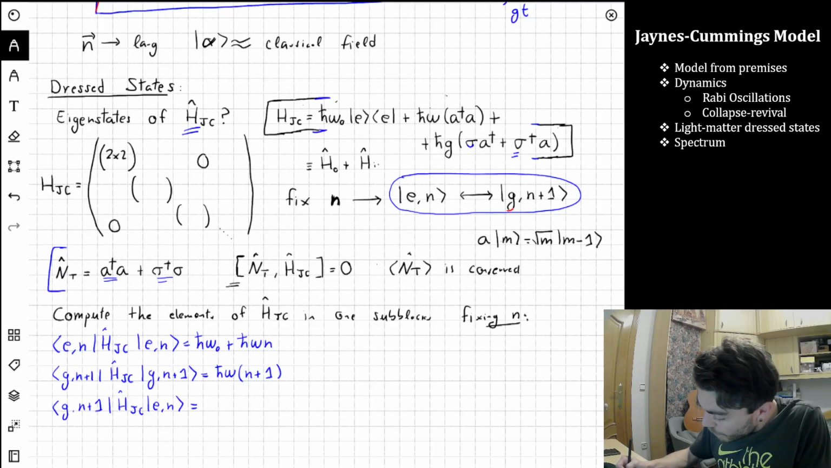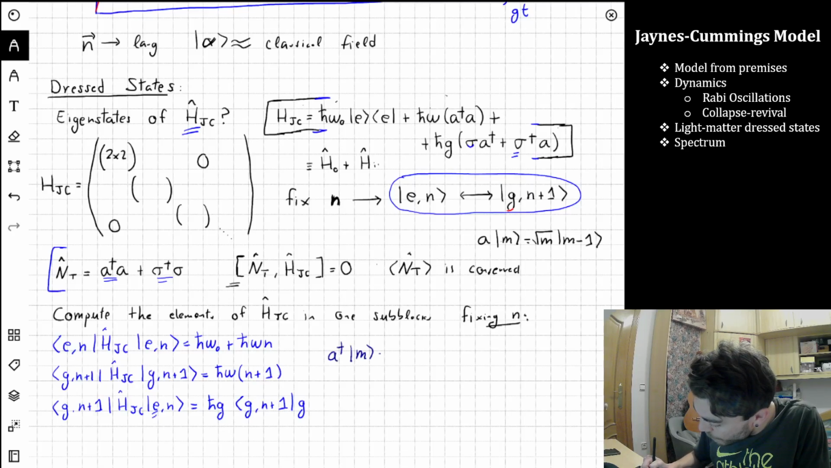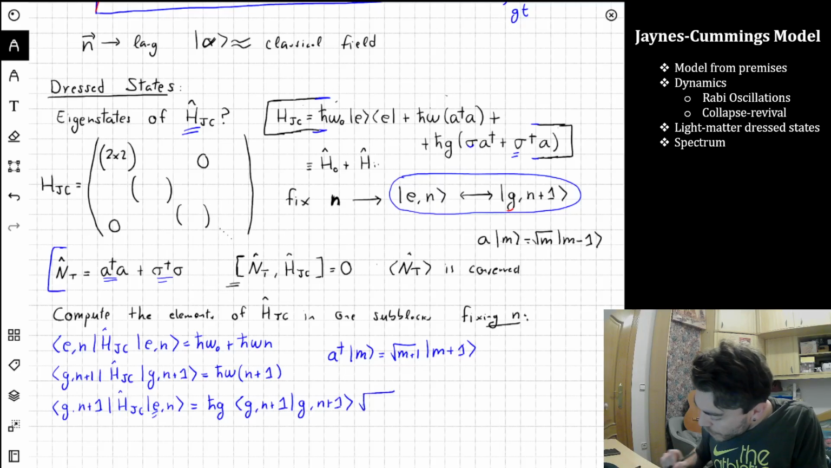And then the term that actually will give you something is this sigma a dagger, so it is h bar g, and now <g,n+1| sigma a dagger |e,n>. Now sigma applied to the excited state is the ground state, and a dagger applied to a state m gives square root of m plus 1 times the state m plus 1. So it will give the state n plus 1, but then we recover a square root, and the square root, in particular, since it was applied to n, gives the square root of n plus 1.